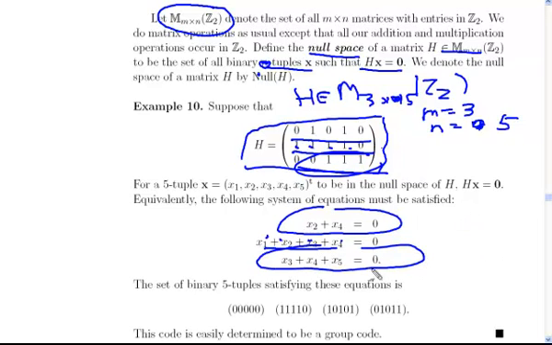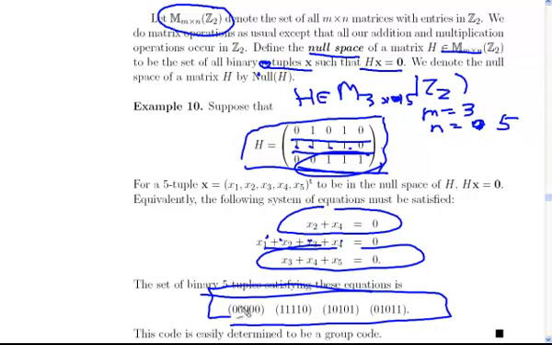Okay. It turns out that the set of binary 5 tuples that satisfy these equations, we'll talk about how to find these solutions, turns out to be this. Of course, the all 0 code is always going to work, and then you can solve for the other ones. This will be a group code. It's actually going to be a group code simply by virtue of the way we've defined the set of code words. And that's actually the content of theorem 10.6.